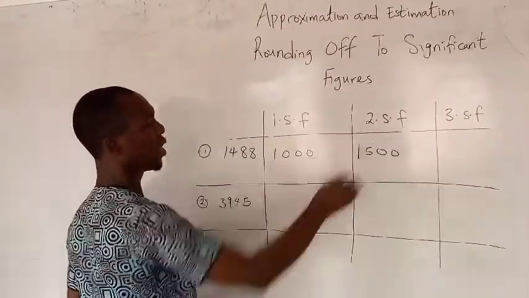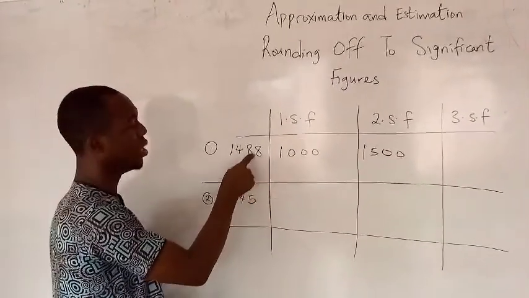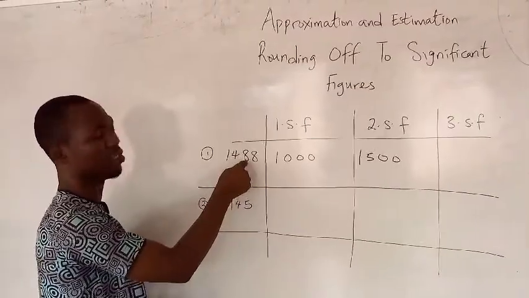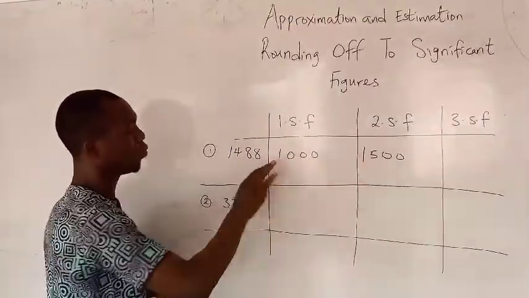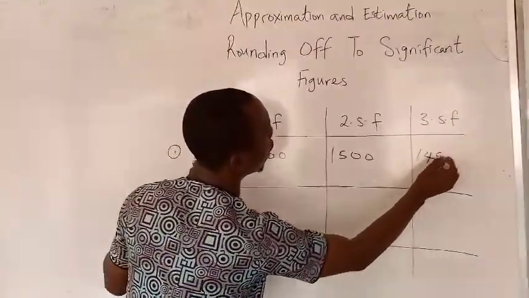So 3 significant figures now. We count 1, 2, 3. The next digit is also up to 5. So that means we add 1 to this 8, it will become 9. So when this 8 becomes 9, the other digits will become 0. So we have 1, 4, 9, 0.